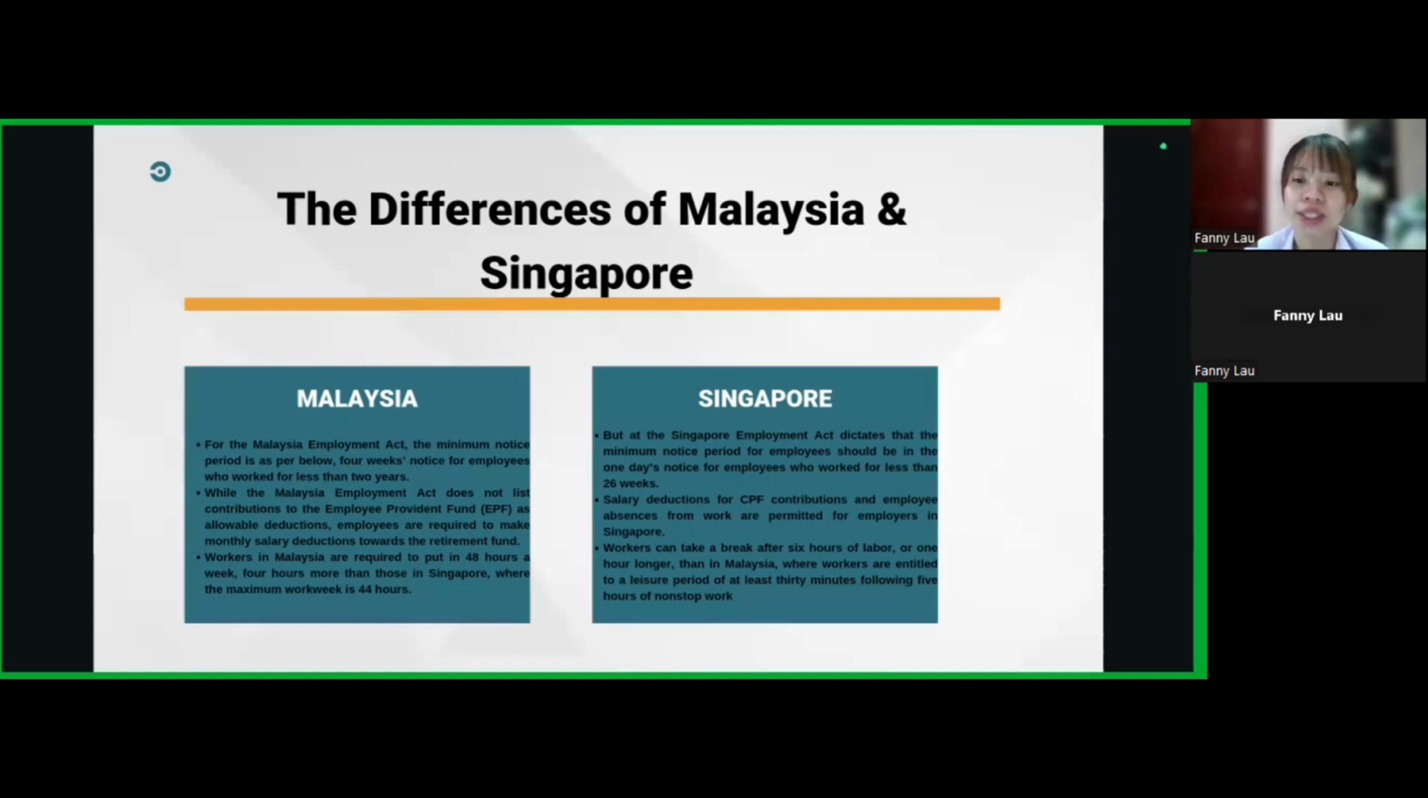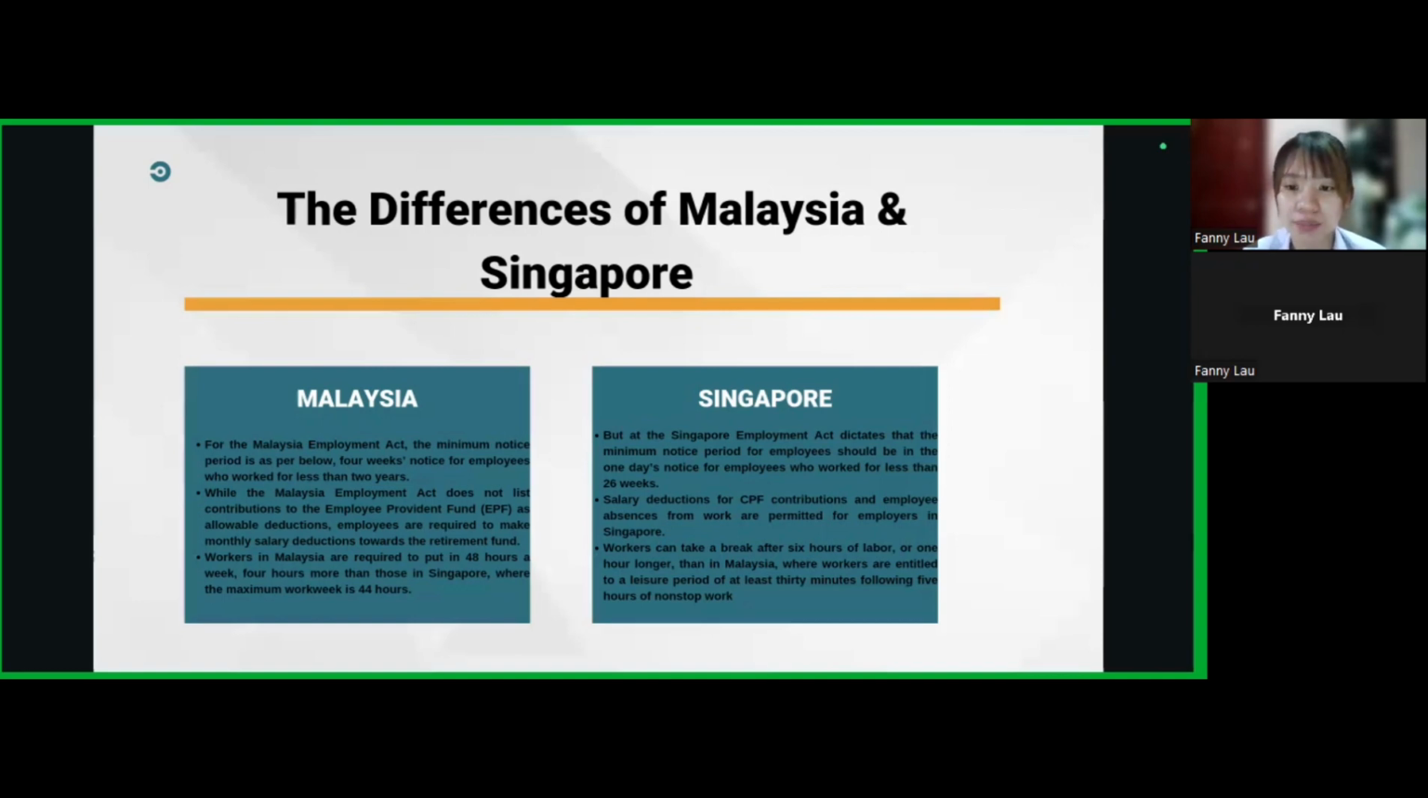The second topic is salary deductions. The deductions an employer makes may vary. Salary deductions for CPF contributions and for employee assessors for work are permitted for employees in Singapore. Nevertheless, the amounts deducted from working days cannot exceed the employee's gross pay.